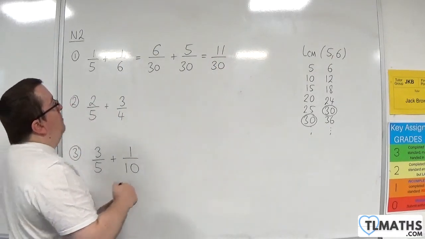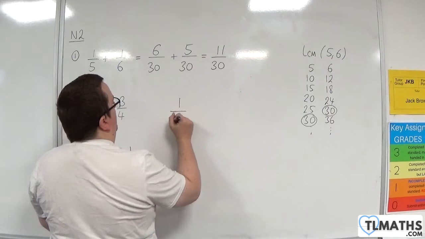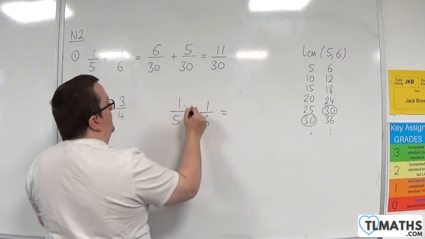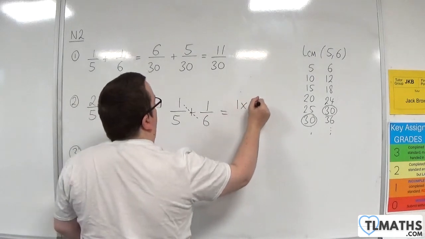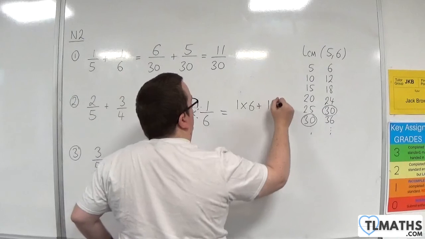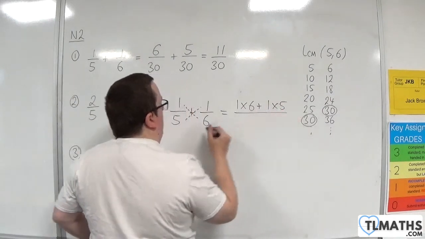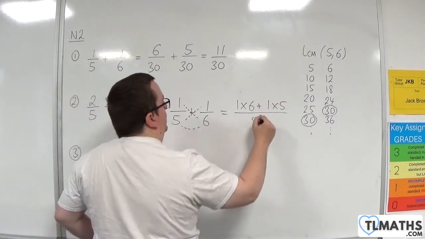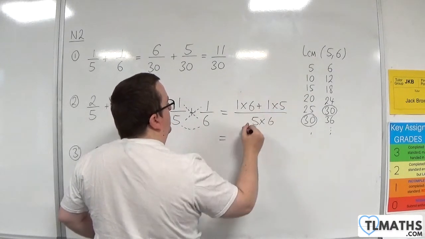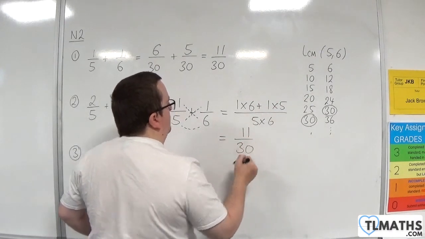Now if you're using cross multiplication, then 1/5 plus 1/6. We do the leading diagonal first, 1 times 6. Then the other diagonal, 1 times 5. And then multiply the denominators, 5 times 6. And we get 6 plus 5, which is 11 over 30.